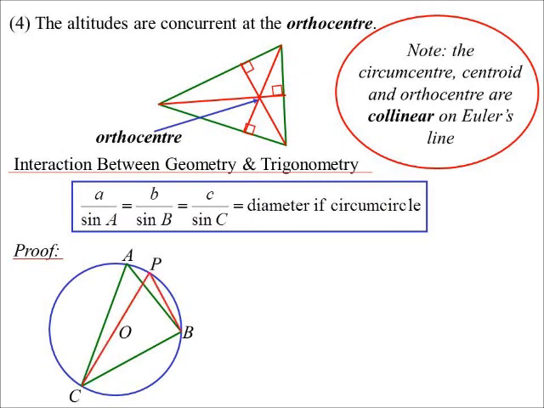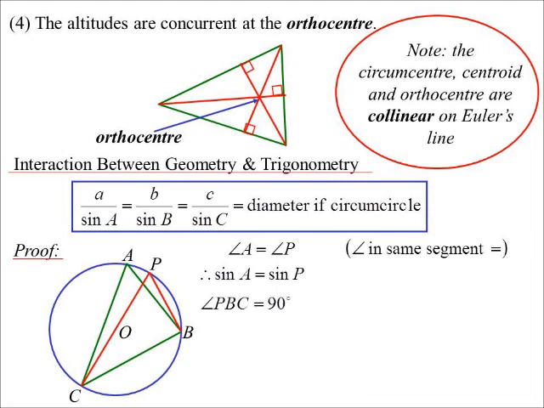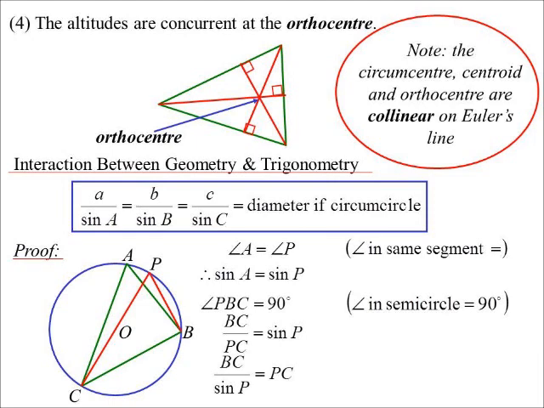I'm going to draw in a diameter there and create another triangle. So angle A, of course, will equal angle P because they're angles in the same segment. So therefore the sine of A must equal the sine of P. Now PBC we know is 90 degrees, angle in the semicircle. So BC over PC must be the sine of P, looking at that right angle triangle. So BC over sine P is PC. But we said sine P was the same as sine A, so PC is equal to BC over sine A.